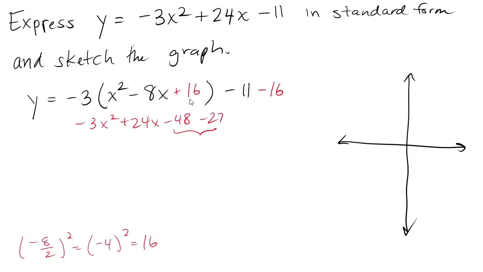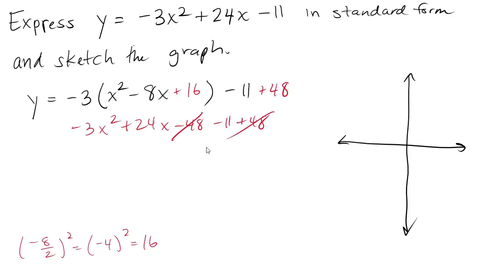Why? Because we didn't really add 16. That 16 is getting multiplied by negative 3. You can see it when I check my work. What that really did was subtract 48. So to counterbalance that, I need to add 48. Let me check this. This would be negative 3x squared plus 24x minus 48 minus 11 plus 48. The minus 48 and the plus 48 would cancel, and that's equivalent to what I started with. In order to counterbalance, you have to take into account that the thing inside the parentheses is being multiplied by the value of a.